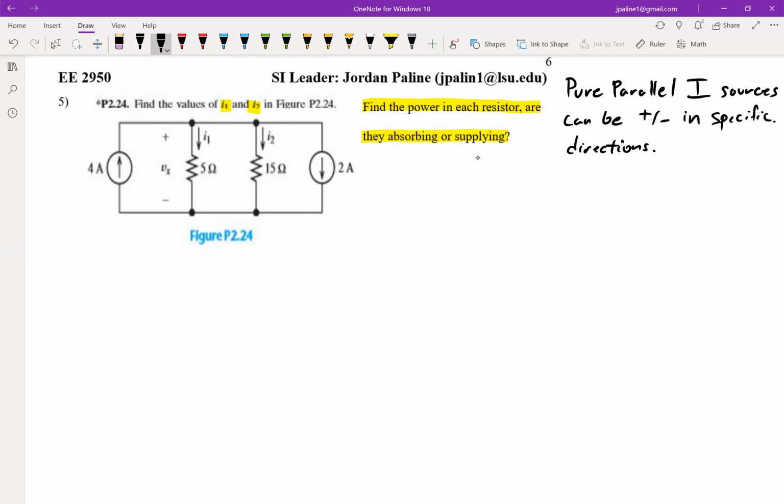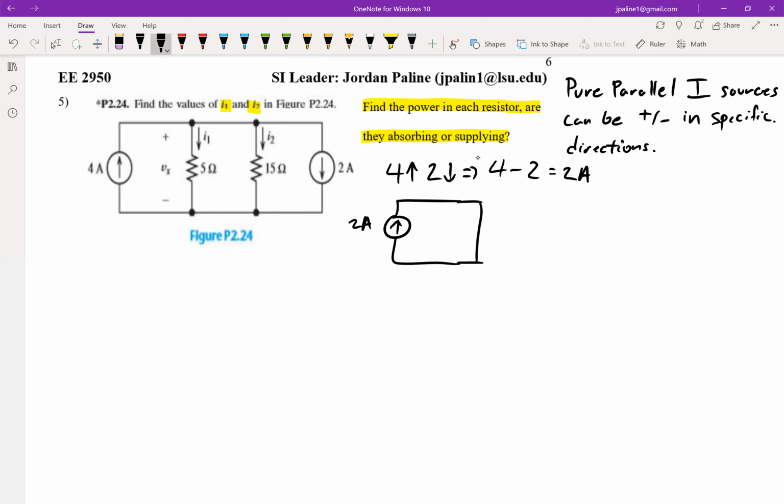If we look at this circuit, we see that this one is pointed upwards, this one's pointed downwards. What we can do is we can say that we have 4 going up, we have 2 going down. So therefore, if we did 4 minus 2, it'll give us 2 amps. And what we can do is effectively remove one of the sources, because now we can't really analyze it.